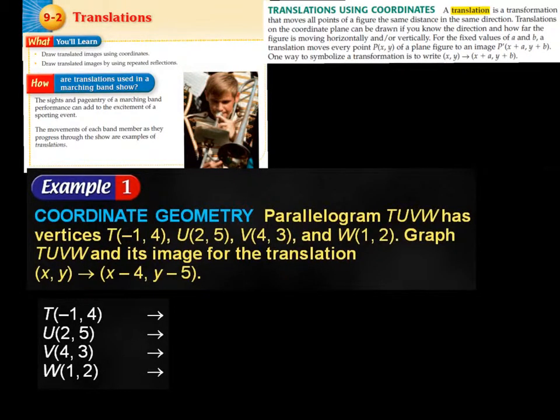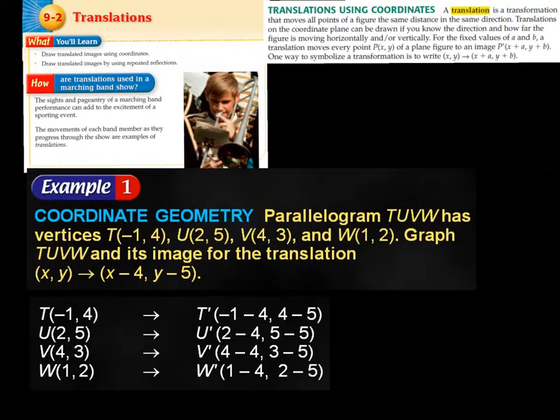Parallelogram TUVW has vertices at (-1, 4), (2, 5), (4, 3), and (1, 2). Graph TUVW and its image for the translation (x, y) translates to (x - 4, y - 5). Well, they gave us the rule. All we have to do is take each of our x coordinates and subtract 4, take each of our y coordinates and subtract 5. Now, I would not suggest writing that out, but it's good to see what they're doing one time.